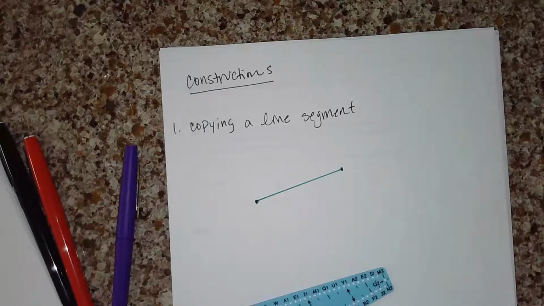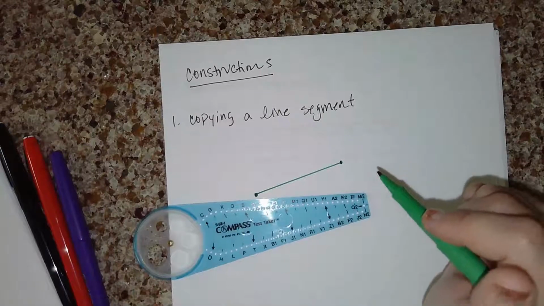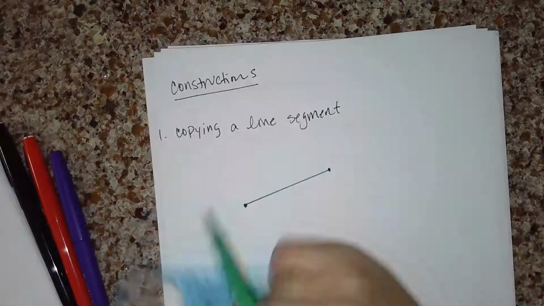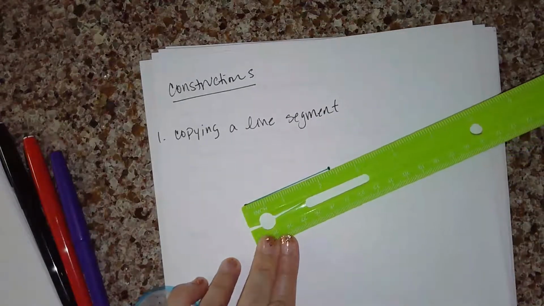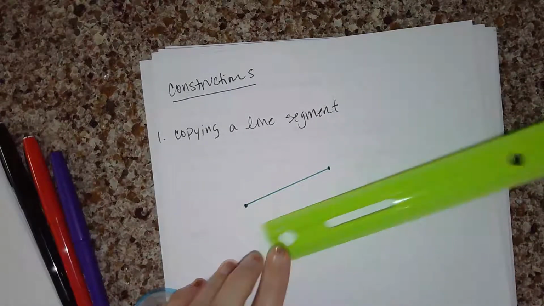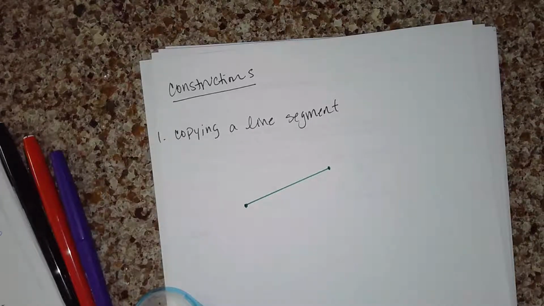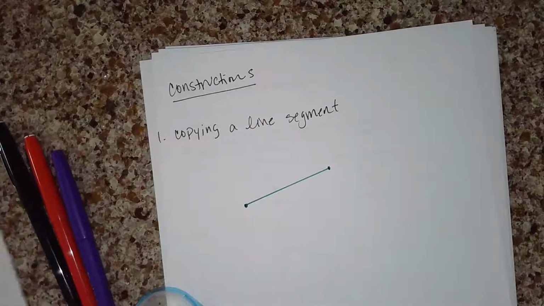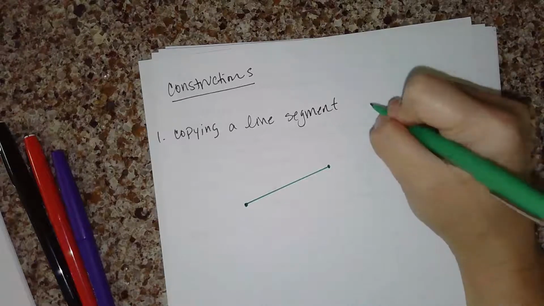If I asked you to copy this line segment, one way of doing this is to obviously grab your ruler, measure it, and say, oh, it measures about 2.5 inches, and I'm just going to copy it 2.5 inches. That's measuring a line segment, not copying a line segment. So what I'm referring to here is we're getting practice using our geometric tools. Even though it seems a little silly, we're going to use our tools to help us copy this line segment.